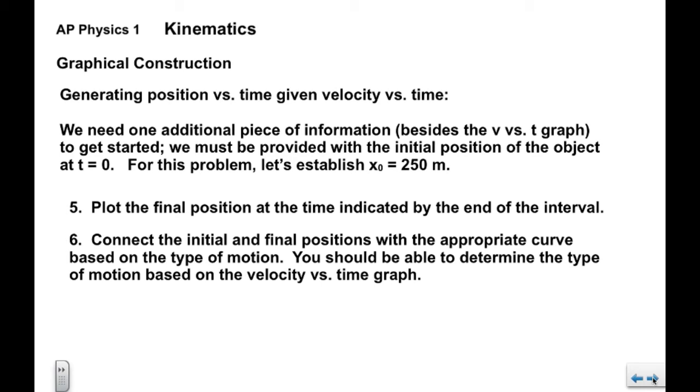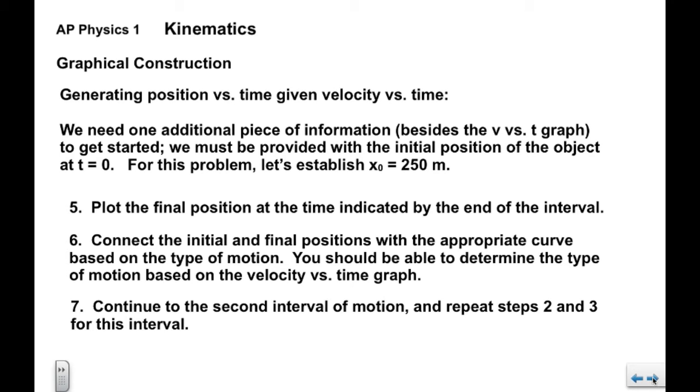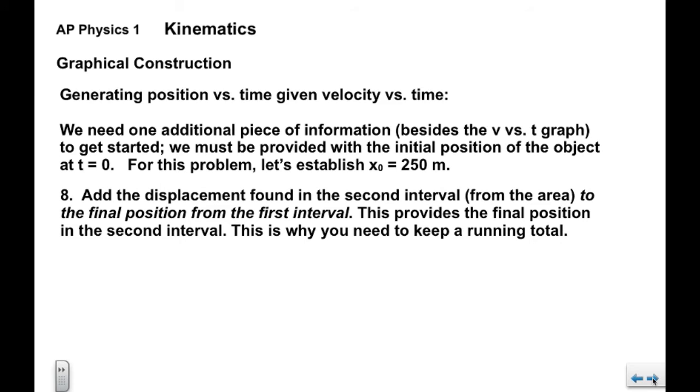Again, this is involving qualitative analysis. You should be able to determine the type of motion based on the velocity versus time graph in the first interval. Step 7, we're going to continue on to the second interval of motion, repeat steps 2 and 3, figure out the boundaries and find the displacement and so on. Step 8, we're going to add the displacement found in the second interval to the final position from the first interval. Again, the displacement in the second interval tells us how far it moves during that interval.